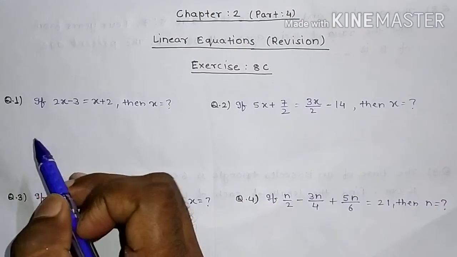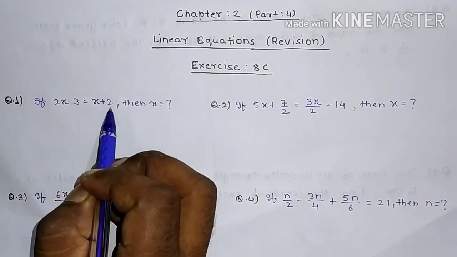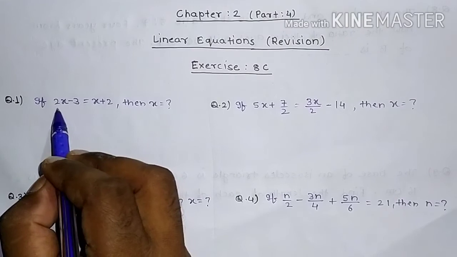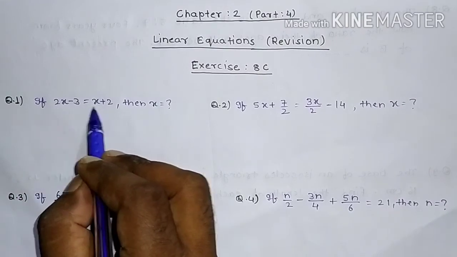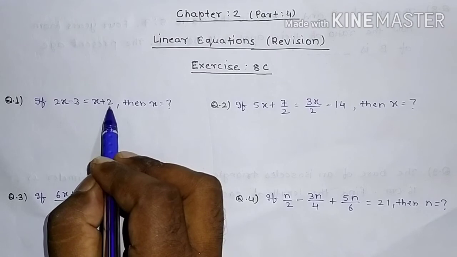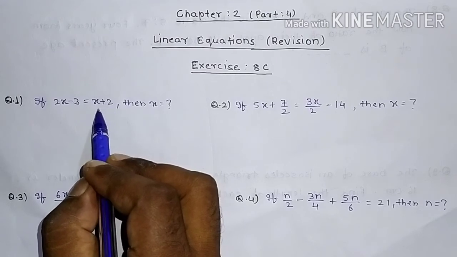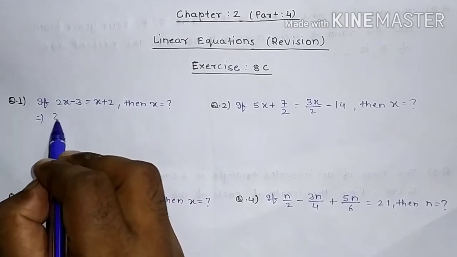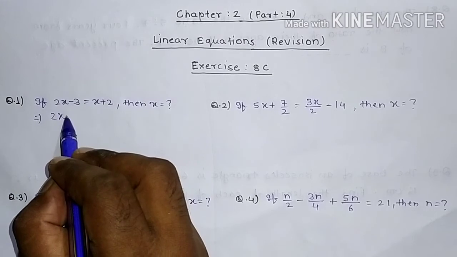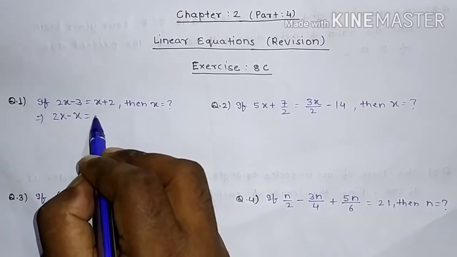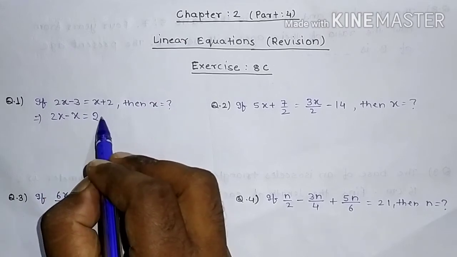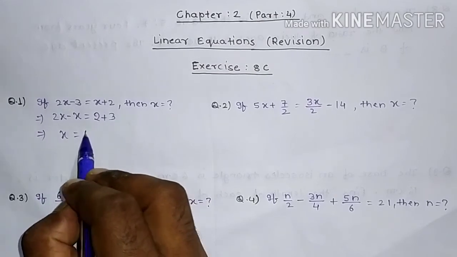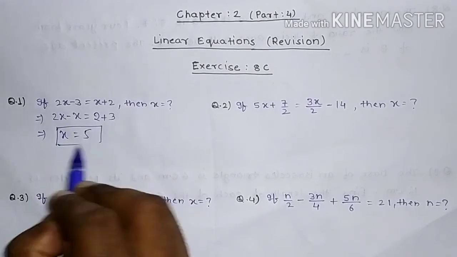Now question number 1, if 2x minus 3 equals x plus 2, then find the value of x. Now here 2x is variable part and x is variable part. 3 and 2 are numbers. So just take variable parts to one side and numbers to the other side. Now this is 2x. x comes to LHS side, so it becomes minus x, equals 2, and minus 3 goes to RHS side, so it becomes plus 3. So 2x minus x, that is x, equals 5. Now this is the answer.